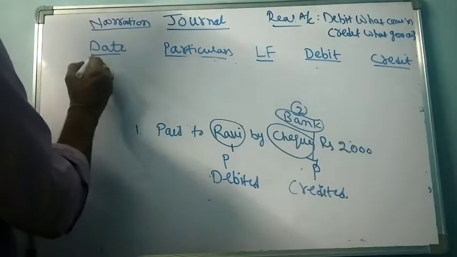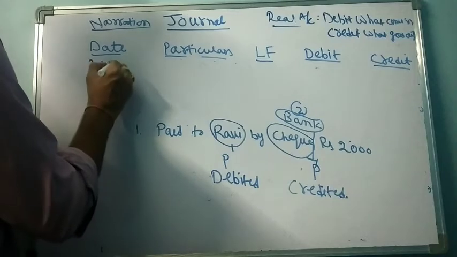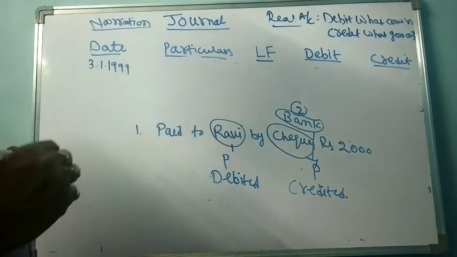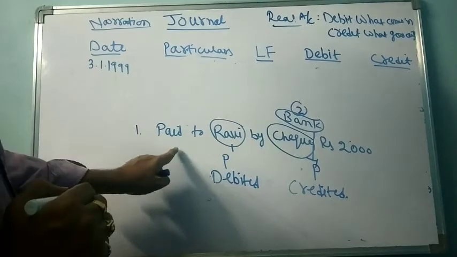Now this should be recorded in the journal. Let us assume that the date of the transaction is 3rd January 1999. First, always the debit part should be recorded. What is the debit part here? Ravi.